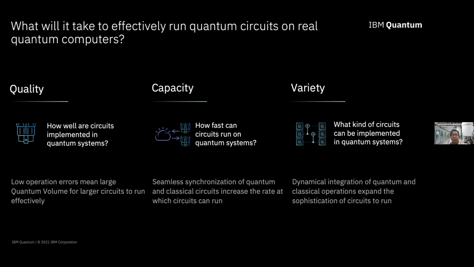Then a third element which we really see as key is variety. Now this goes back down into that classical and quantum interplay a bit further, but it's even at a shorter time scale. So now we're talking about a more intimate, dynamic integration of quantum and classical operations, to the point that we're talking about real-time feedback, right?